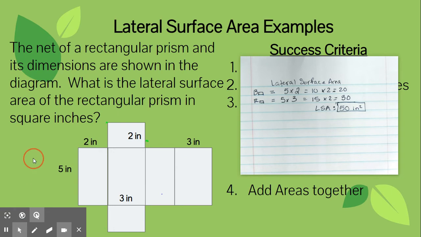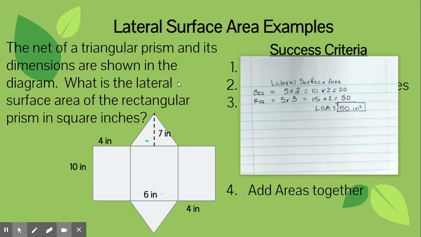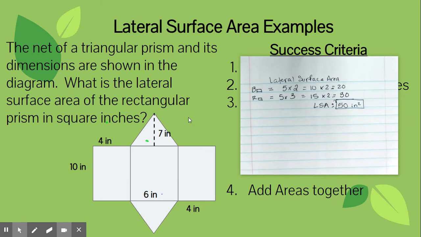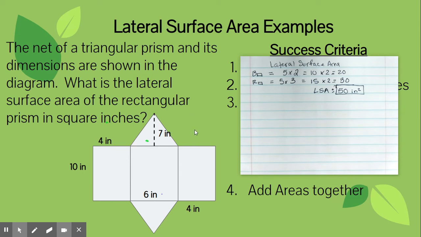So then let's do the next one. The net of a triangular prism and its dimensions are shown in the diagram. What is the lateral surface area? So I'm going to find the lateral surface area of that one. Okay. So I need to identify the bases because it says it's a triangular prism. I know the bases are the triangles. So I'm going to cross out the triangles. We're not going to be using those. Okay. So then let's look.